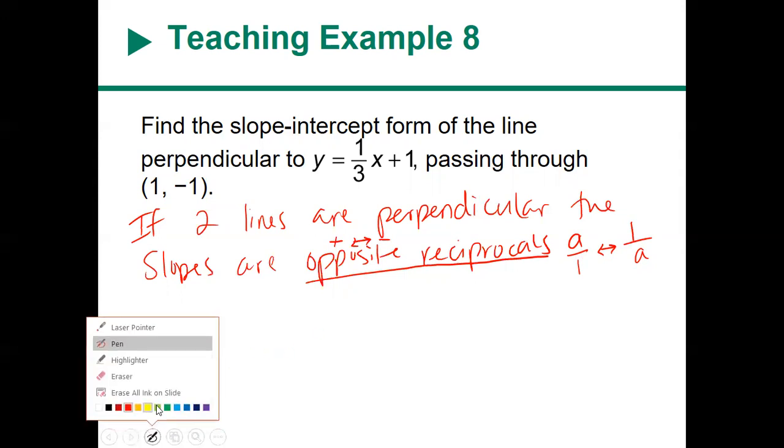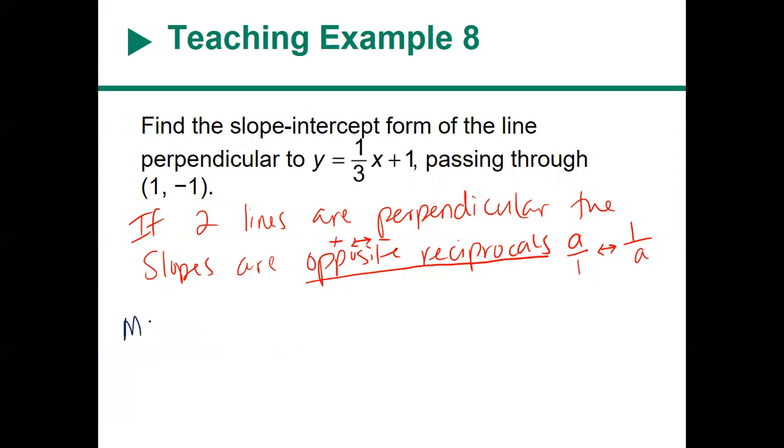So for this problem, identifying our slope. So the slope in the given problem is 1/3. It's a positive 1/3. So the slope of our perpendicular line is going to have to be negative. And then the reciprocal of 1/3 is 3 over 1, which is just 3. So my new slope has to be -3. And I'm given my point.